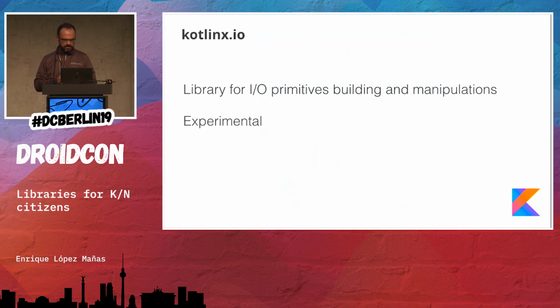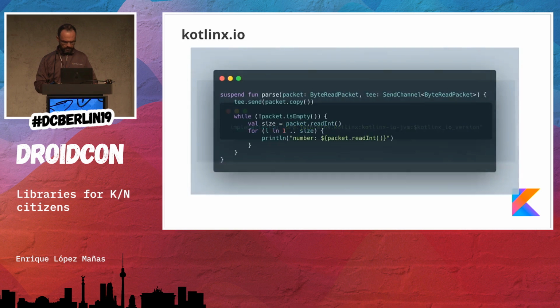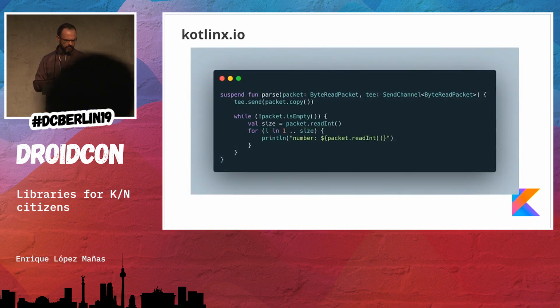kotlinx-io is the library for IO primitives building and manipulation, and is still experimental. If you're trying it by now, you're thinking, there are so many experimental things in Kotlin Native. You're so right. It's probably the thing that will prevent you from jumping fully into Kotlin Native, but still, I believe that for certain experiments it makes a lot of sense. The same package to call here, in this case, will be for the Gradle machine. And here it is very straightforward to use.